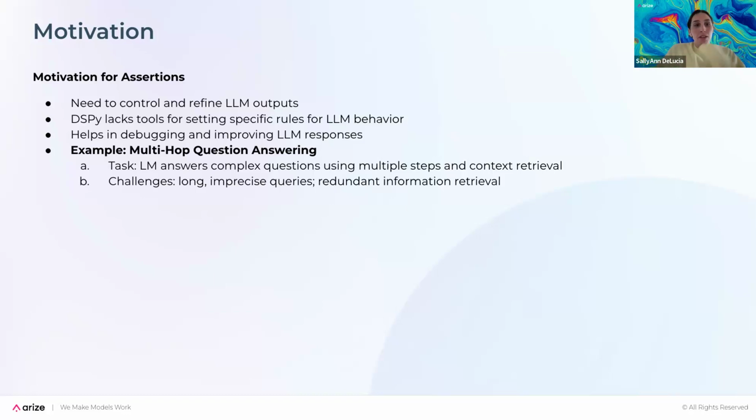So taking the example of the multi-hop question answering data set, if you're not familiar with what that is, essentially it's a data set where it requires the LM or the task to gather information from multiple sources and do this multi-step reasoning. Even looking at that task, the task is to do complex question answering, but there are long and imprecise queries and redundant information retrieval, and so these were some of the challenges that the team wanted to use assertions to overcome. So that's the high level motivation. I don't know, Cyrus, anything else you would add there?